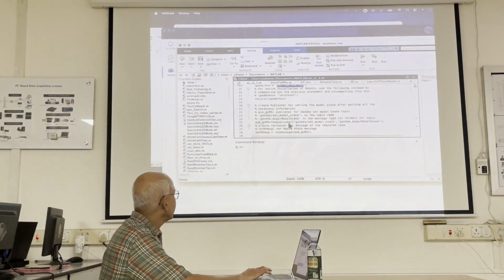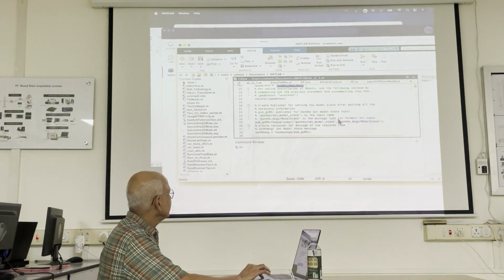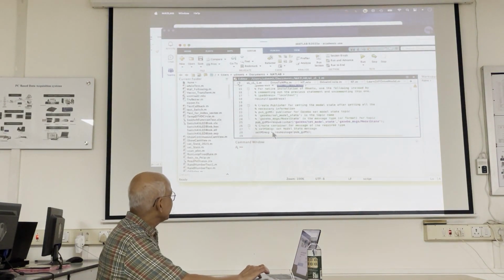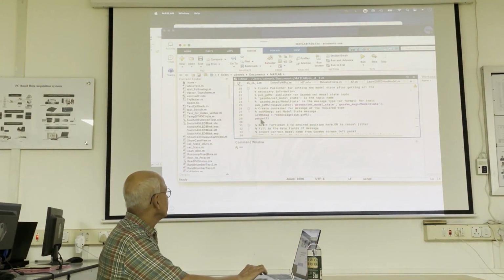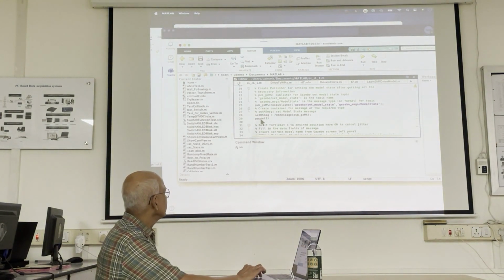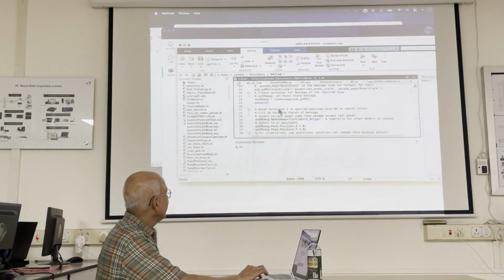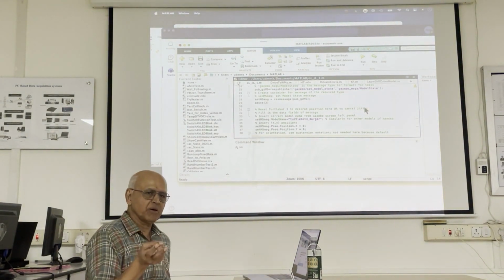So, this is what it returns, right? And then using that, I create a message structure. This is my own name, that's my own name. Set model state message. That's what I've called it. And then I give it a little bit of time to actually do it. And then here I say, I can now reset the Turtlebot 3 to desired position here or to cancel jitter. So it can be used for two purposes.